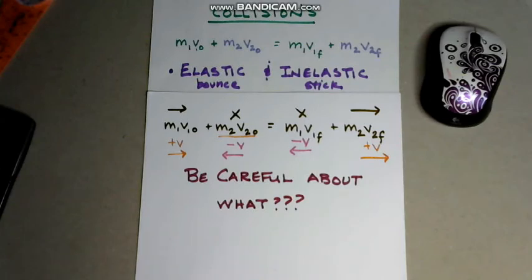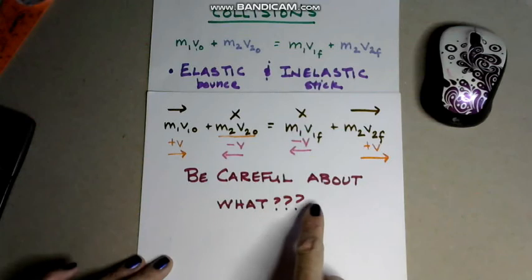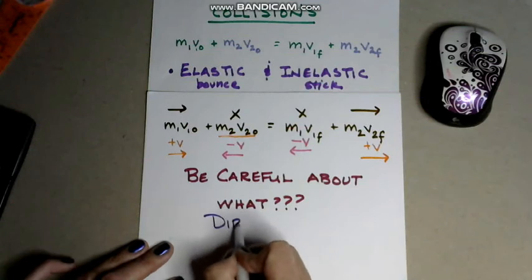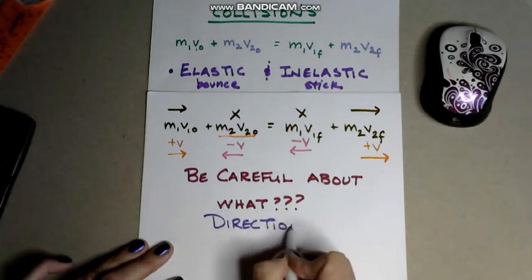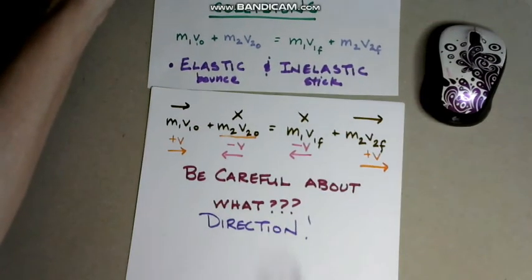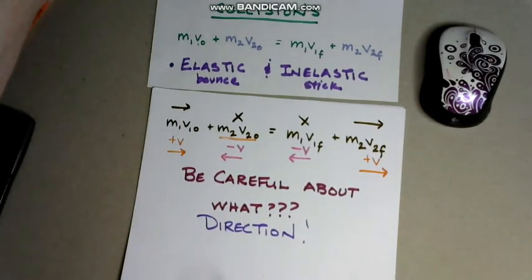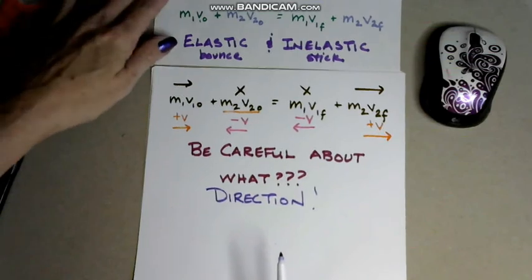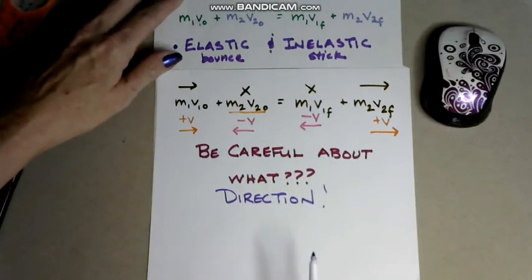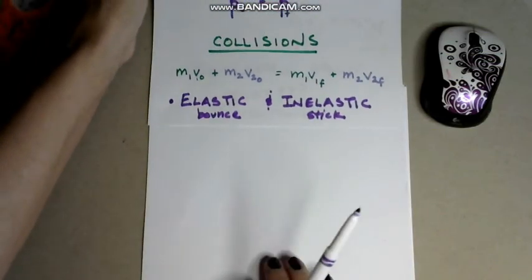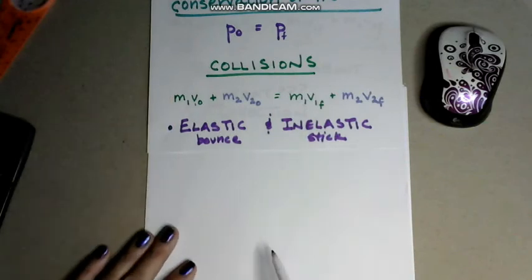Okay, so I'm going to have you answer a question now. What do you need to be careful about? You need to be careful about your direction. And that is simply because if it's in the opposite direction, you'll have to use a negative velocity. How about another situation? What if you have two objects that collide and then they stick together and continue on as one object? In that case, you would have something that is inelastic.